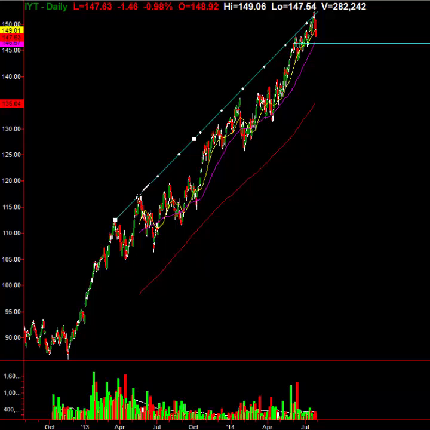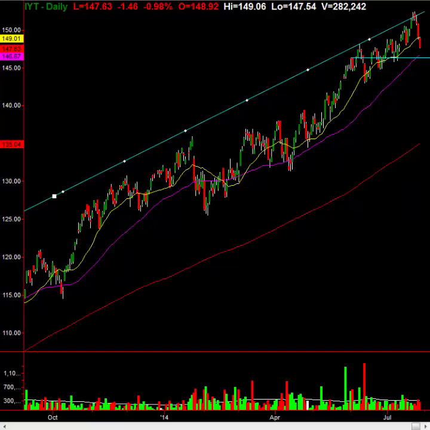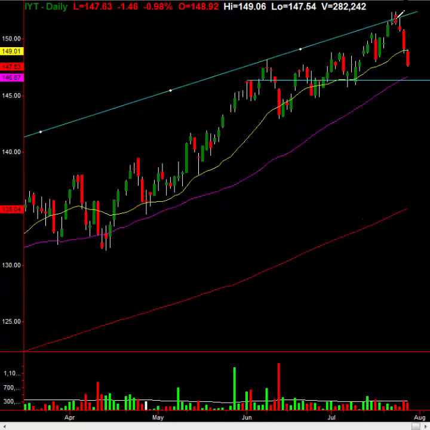So you're taking this high here to this high, and it connects right through this high, and look at the high right here, right there. And that's where I shorted it, guys. My short on IYT was 151.90. 151.90. And look at the fall since it hit that.